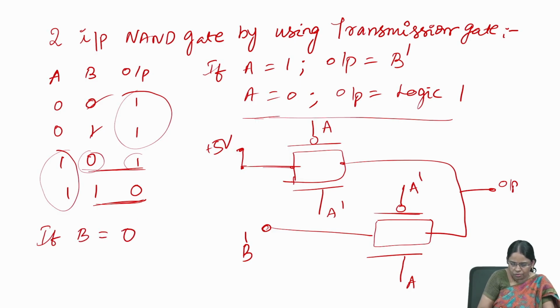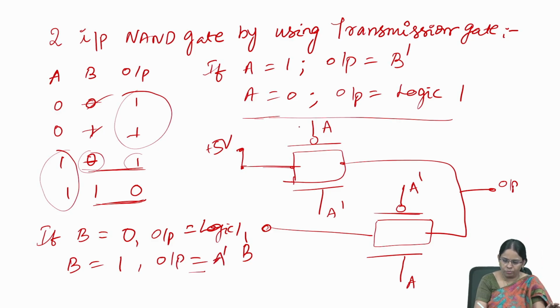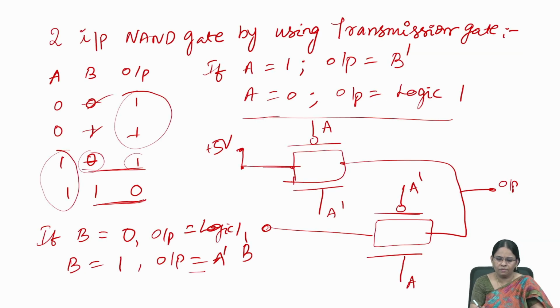In that way, you can implement the same thing by taking the control signal as B. If B equals 0, my output is logic 1. And if B equals 1, my output is A dash. So for these two logics, you can implement the circuit by replacing A with B, B with A. In that way, you can implement any of the logic gates, or simply a multiplexer or simple combinational circuits, by using transmission gate logic.